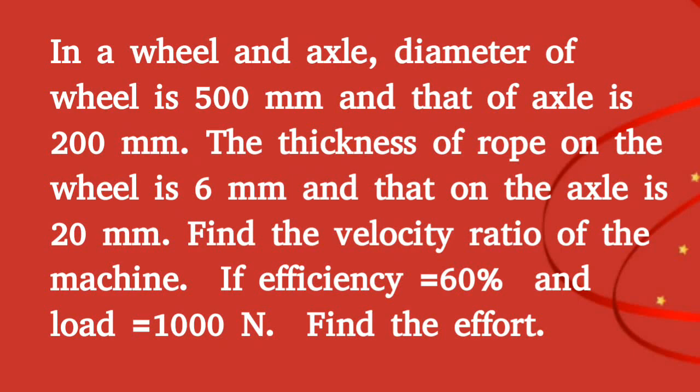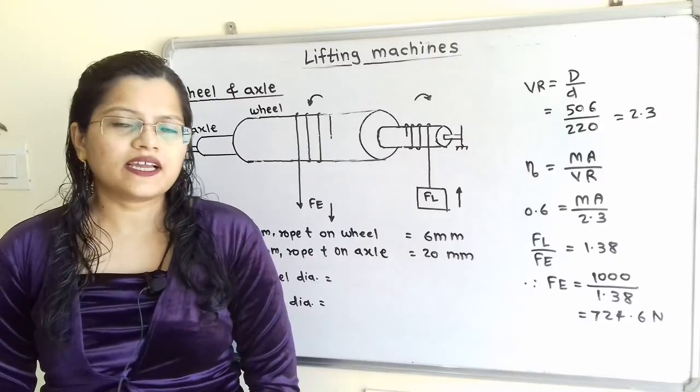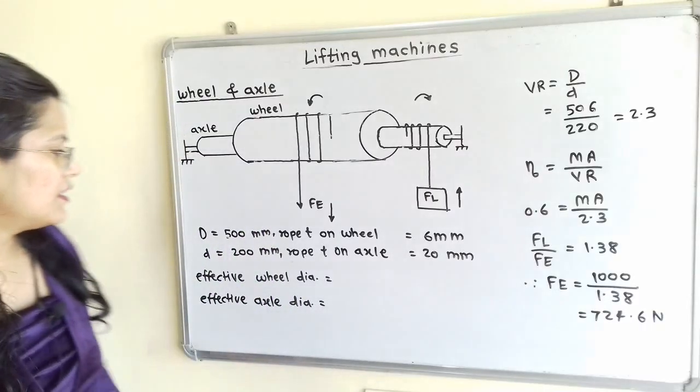Given question: in a wheel and axle, diameter of wheel is 500 mm and that of axle is 200 mm. The thickness of rope on the wheel is 6 mm and that on the axle is 20 mm. Find the velocity ratio of the machine. The efficiency is 60% and load is equal to 1000 Newton. Find the effort. Let us understand given data.